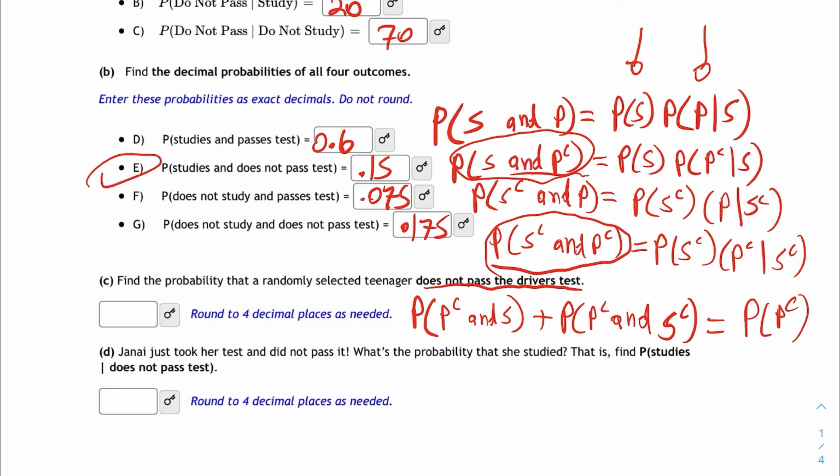I'm adding up E and G to get the answer for part C, because the total probability of not passing is those who did not pass and studied, and those who did not pass and did not study. That's everybody who did not pass. So we add those two together, we get 0.15 and 0.175, which amounts to 0.325. 0.325 is just the sum of this and this.